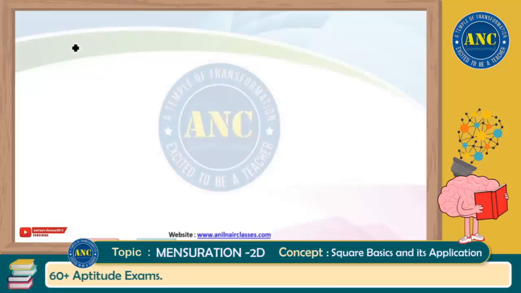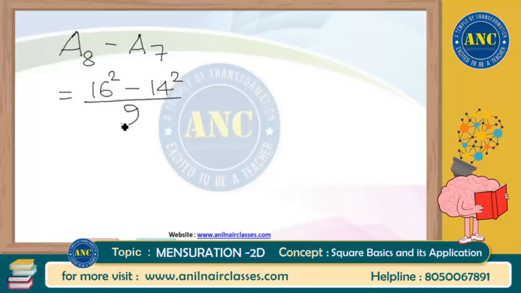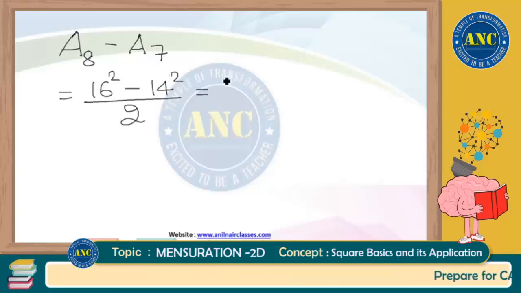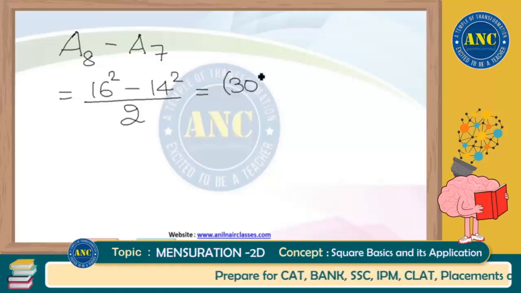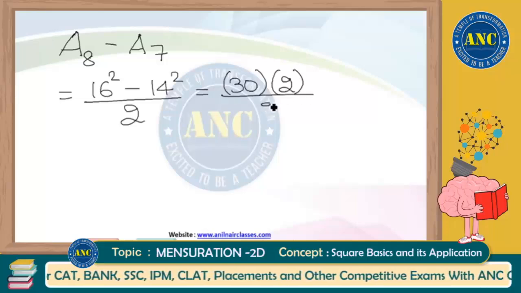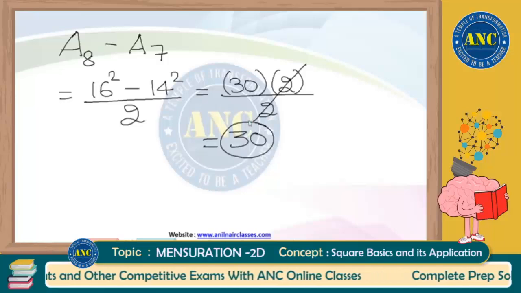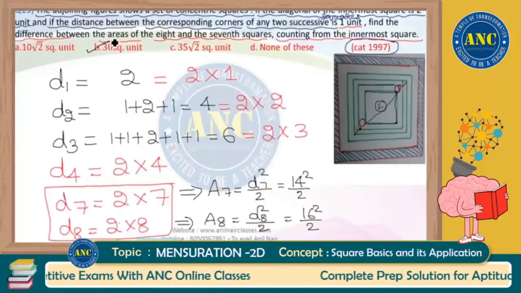But the question says I want to find the difference between A8 and A7. A8 is nothing but 16 squared by 2. A7 is 14 squared by 2. So that 1 by 2 is a common factor. Now a squared minus b squared is (a plus b)(a minus b). 16 plus 14, 30. 16 minus 14, 2, divided by 2. The difference is nothing but 30 into 1. The answer for this question is 30 square units.